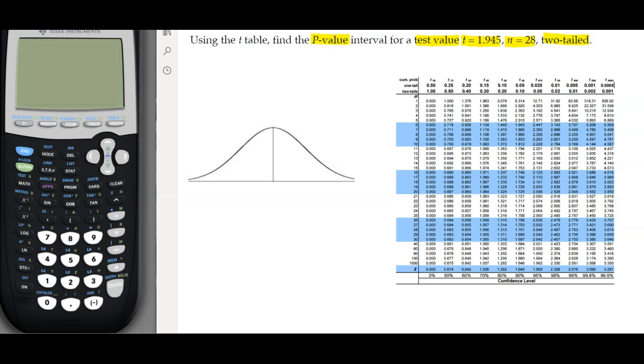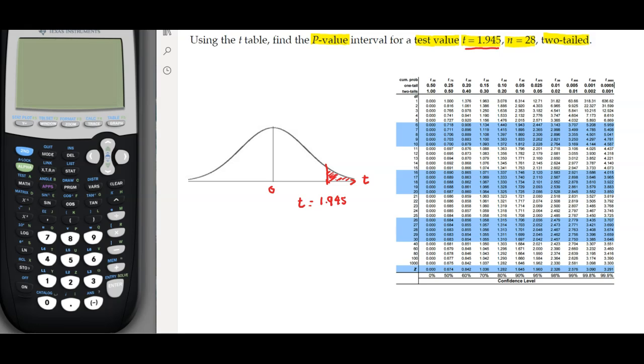So t is 1.945, so the 0 is going to be here. This is our t distribution, so 1.945 should be here, and this is our t value. So then the value here is going to cut the distribution into a small tail, as you can see here.